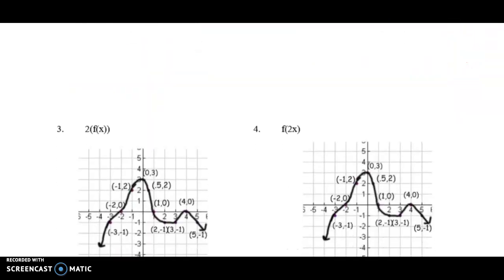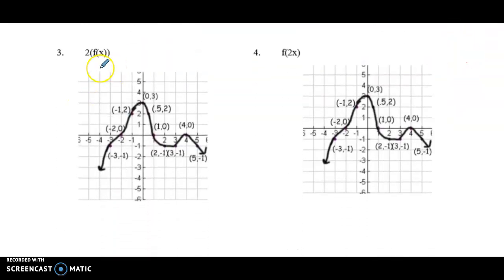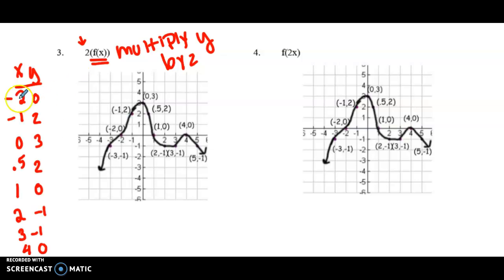All right, now let's take a look at the 2 down here. This one's a little bit tricky. This says 2 times f of x. So what is this doing? This 2 is actually multiplying the final answer by 2. So this is going to multiply all of the y values by 2. Your x values are not changing at all. It's multiplying all of your y values by 2. So what you could actually do here is write out a list of ordered pairs, multiply all of these y values by 2, and then graph them here.